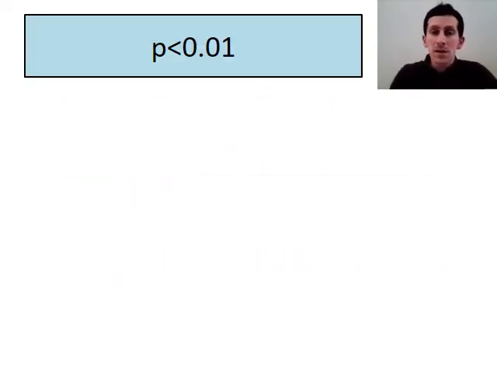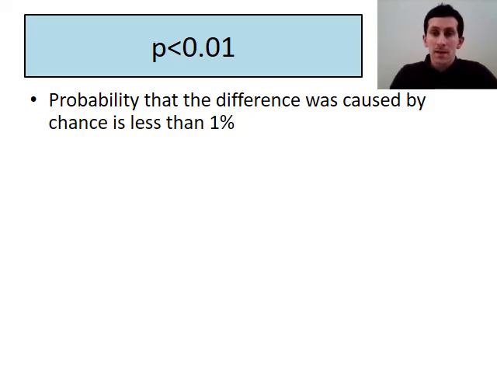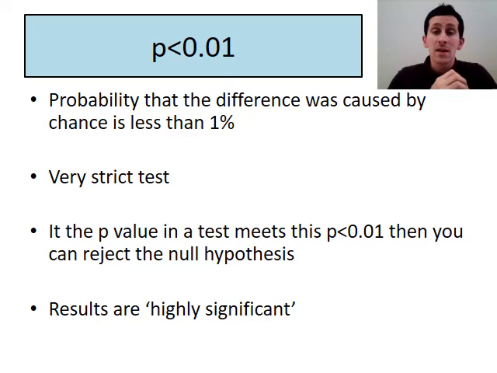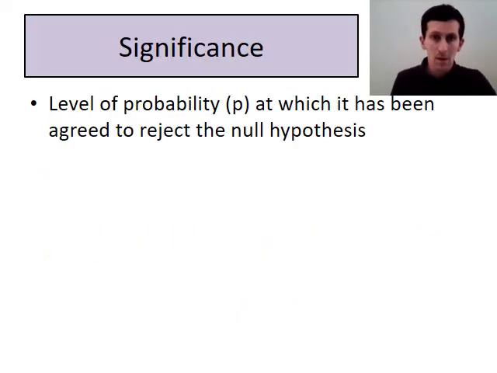So when we're using this P 0.01, remember that there's only a 1% chance that the results were down to luck or chance or anything else. It's a very, very strict test. And if you pass this test, then you reject the null hypothesis and you can state that your results are highly significant. And that's an important thing here. If you pass this test, the results are highly significant.